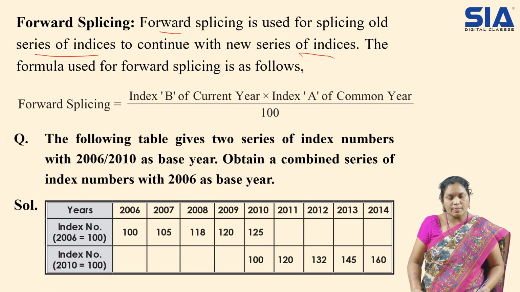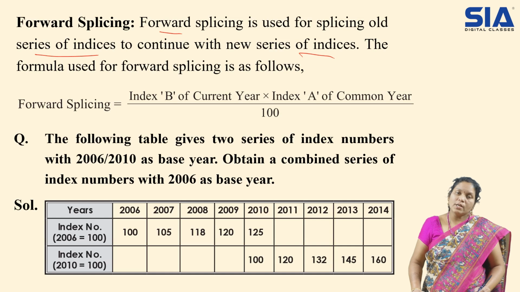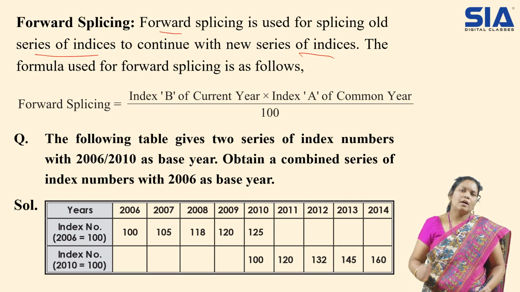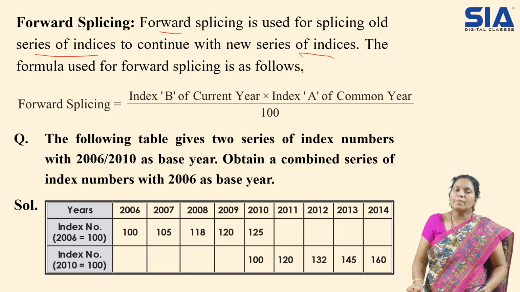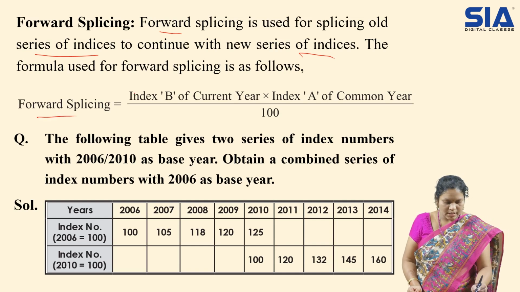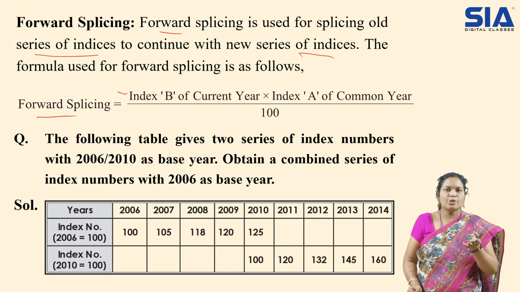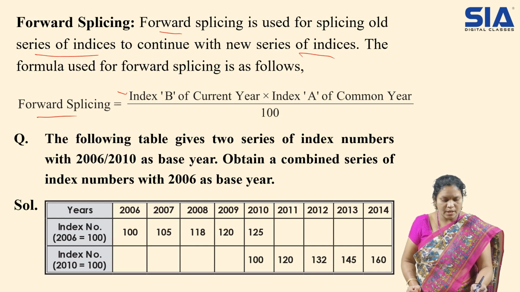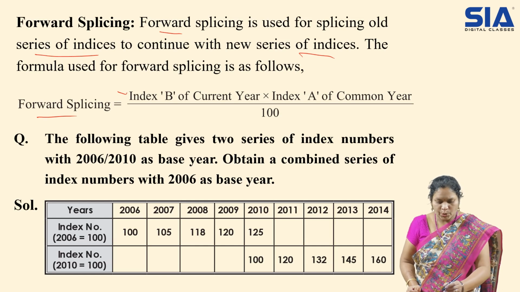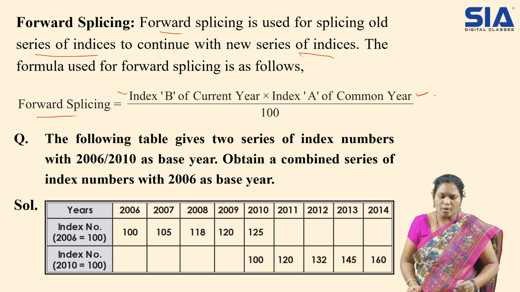So we have a formula. What we do here is the old series will splice to the before one. In the sense, we'll understand it properly in the problem. So let us check it out. What is the formula we have? Forward splicing is equal to index B of current year. Just now I said two series will be there, so first one A, the second one B if you consider. So index of current year from the B series into index of A of common year.